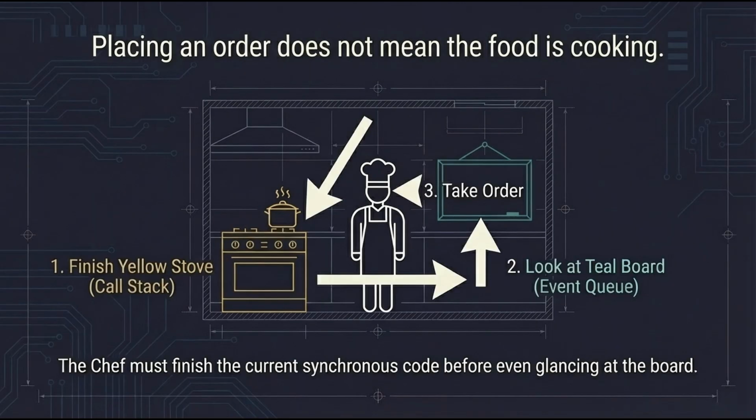You place an order. You might think the kitchen starts cooking right away, but it doesn't. Your order gets written on a slip and stuck on the board on the wall. The chef, the event loop, has to finish the dish that's already on the stove, the call stack, before he even glances at the board, the event queue. Placing an order doesn't mean your food is cooking. It just means you're in the queue.